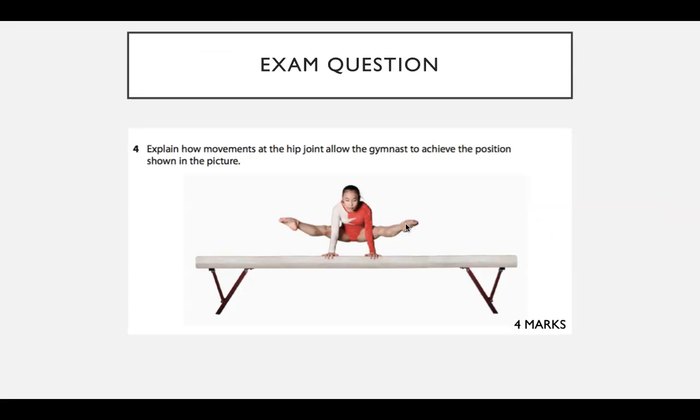So, exam question, worth 4 marks, okay? Explain how movements at the hip joint allow the gymnast to achieve the position shown in the picture. So, what movements are taking place at the hip there? There are 2 movements taking place. Can we identify what they are at the hip? Pause it, give it a go.